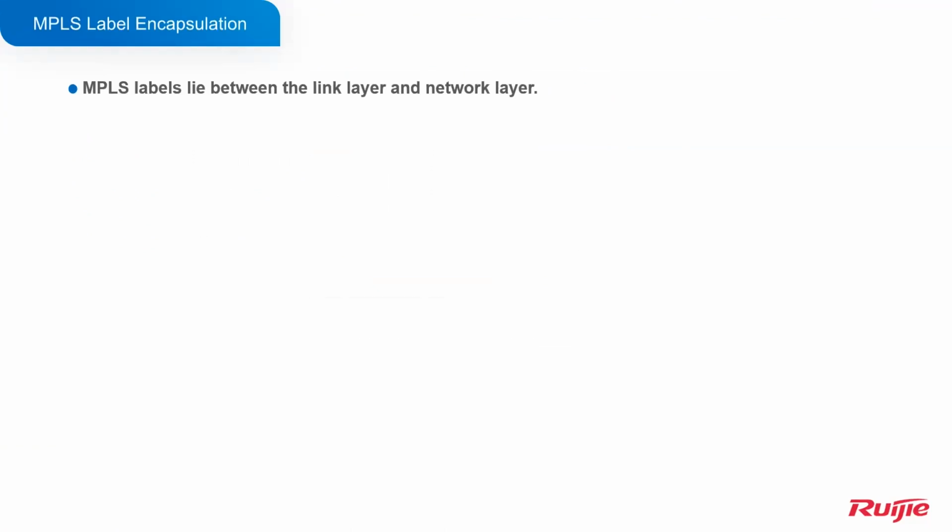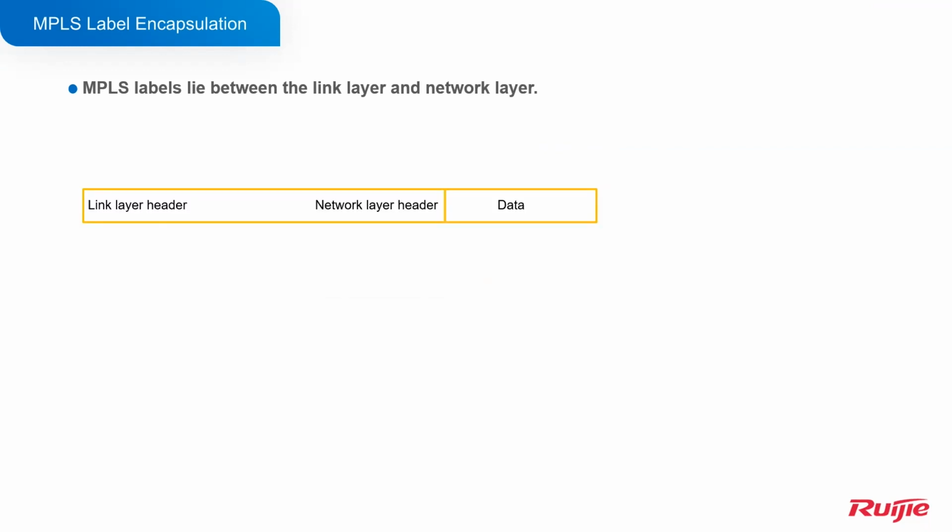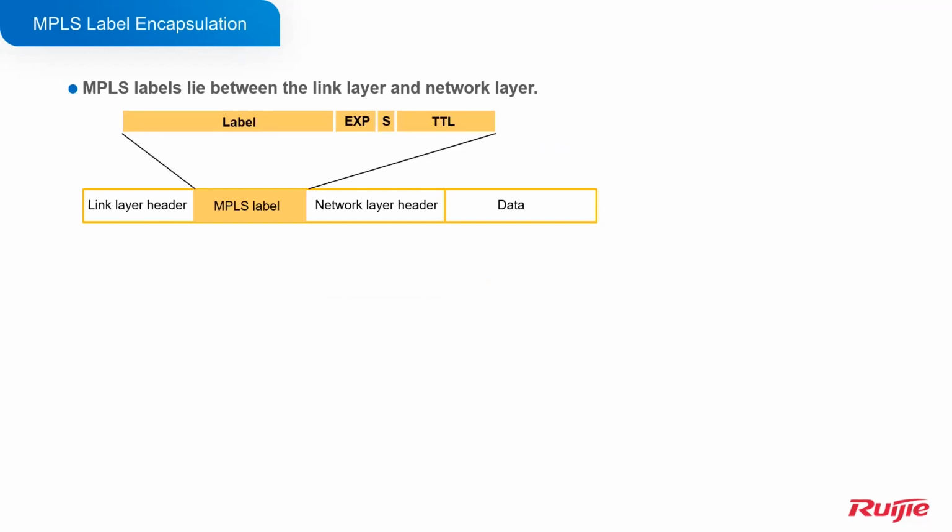The MPLS label is located in the data link layer and also the network layer. So this is the basic link layer header and network layer header, and between them we can use the MPLS label. In the label we have 4 parts: the label number, the EXP, the S, and the TTL value. The label can also be stacked using the S field of the label, and then you can use multiple labels.